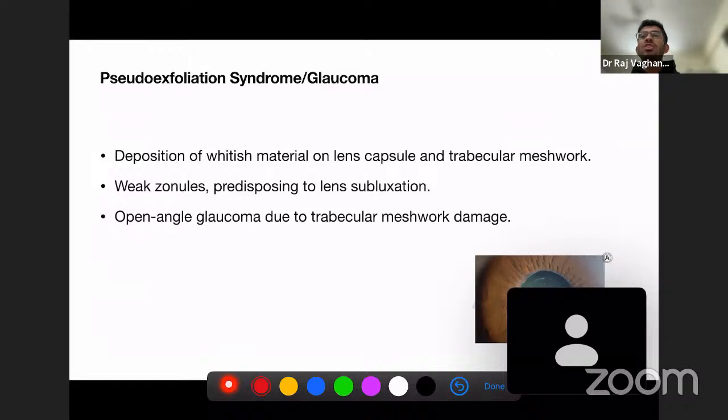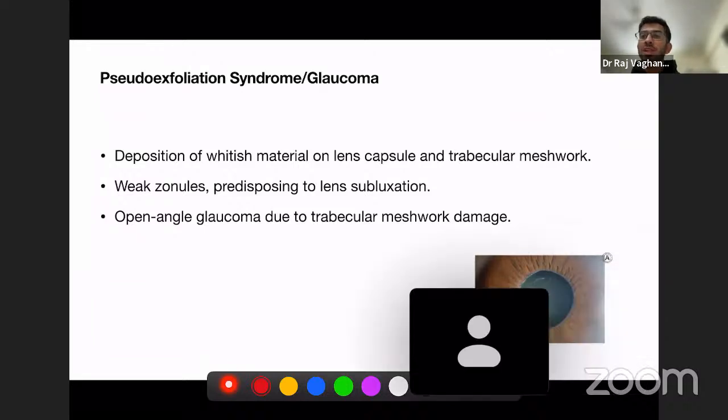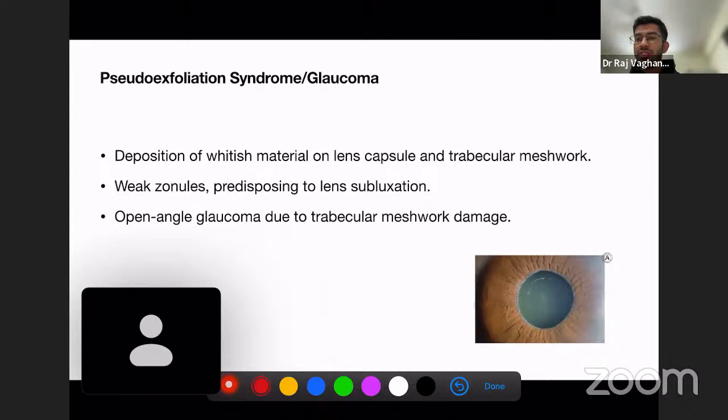Pseudo exfoliation syndrome is a deposition of whitish material on the lens. You can see over here the whitish material deposited on the lens and the trabecular meshwork. So whitish material is deposited on the lens capsule and the trabecular meshwork. There are weak zonules predisposing to lens subluxation.